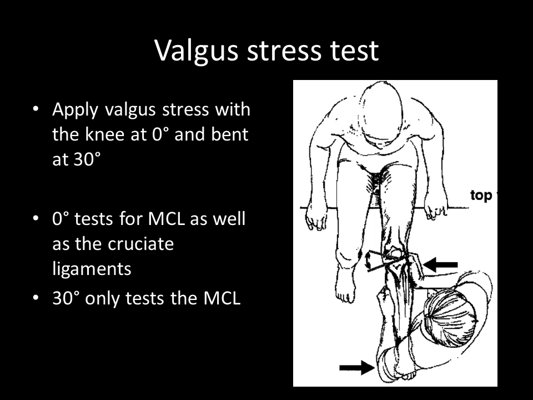Valgus stress test, we look for medial opening. It is done by applying valgus stress with the knee at 0 degrees and bent at 30 degrees. At 0 degrees it tests for the medial collateral as well as the cruciate ligaments, while at 30 degrees it is only for the medial collateral. If there is only pain, it is mild sprain. If there is pain and laxity, it is moderate sprain. If there is no fixed endpoint, it suggests complete rupture.